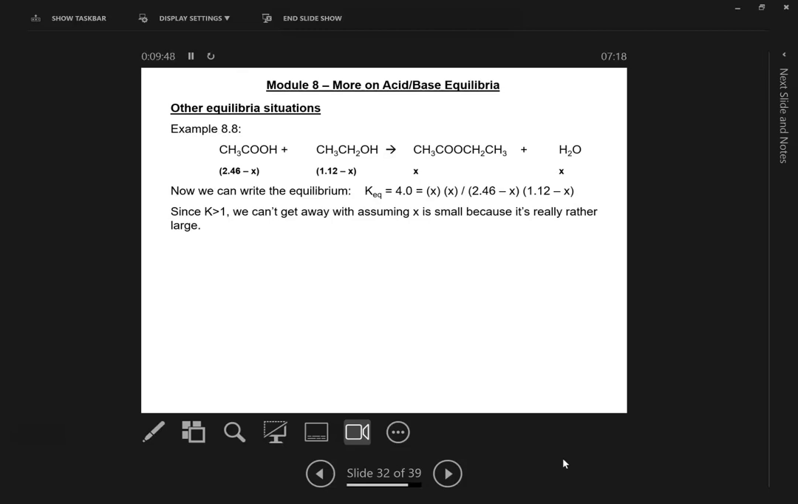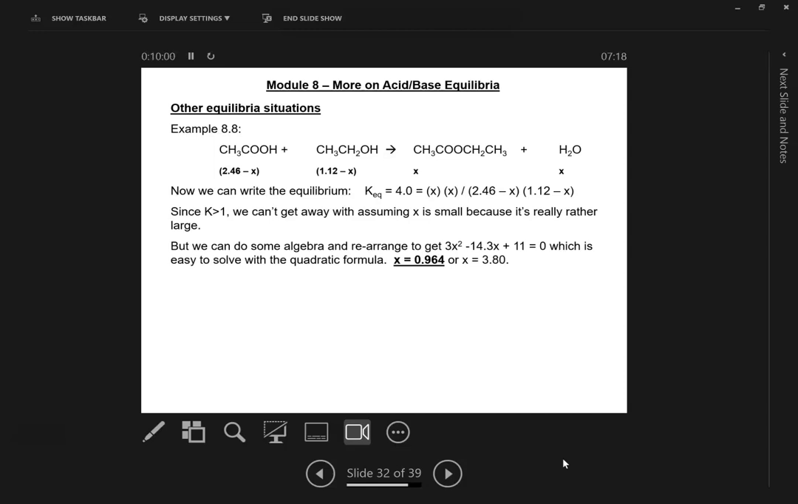And so we can't really assume X is small because it's not. X is actually fairly large because that's how we get a K of 4. So X is not insignificant. But that's okay. These are all first order terms, so all I'm going to be left with is a quadratic. I know how to solve a quadratic.